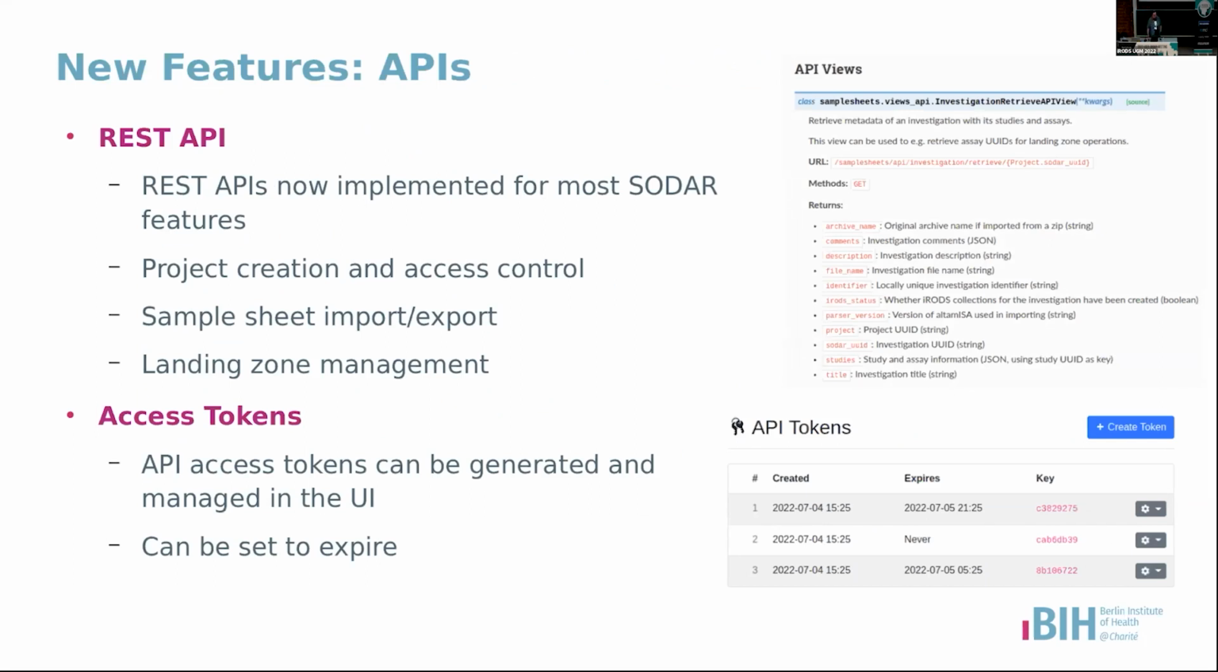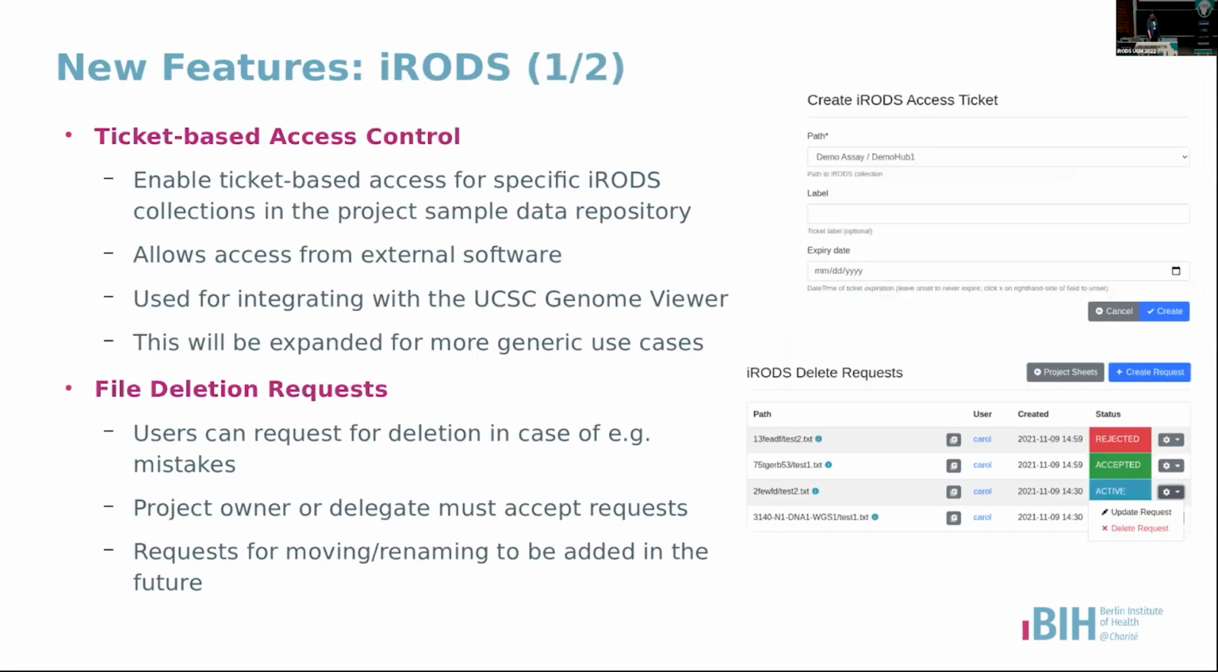We also have pretty much a full REST API now. I wouldn't say every single feature is supported, but all important ones are, and you can write scripts and tools which automate anything from project creation and access control to importing sample sheets to managing landing zones. So you can automate those file uploads to iRODS really easily now. And it still goes through all the validation, just like if you would do it manually in a command line. And you can generate access tokens to access this from software without compromising any passwords.